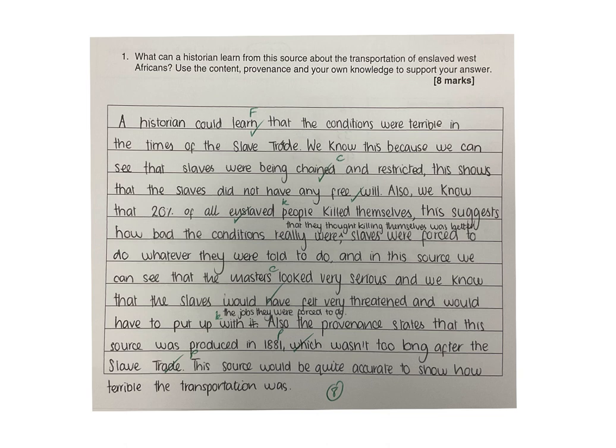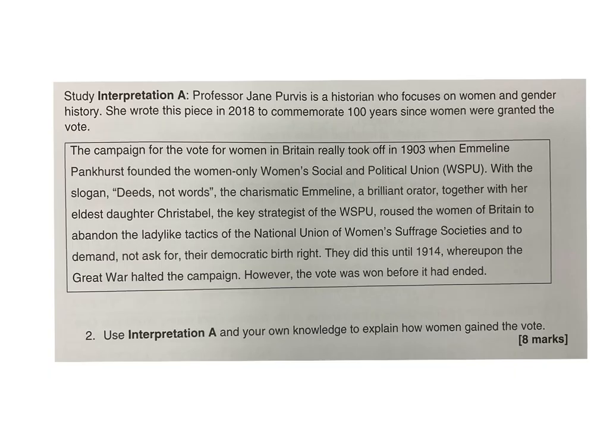So when and where it has come from and how that affects the source. Okay, question 2, study interpretation A. Use interpretation A and your own knowledge to explain how women gained the vote. So this is Professor Jane Purvis, famous historian.